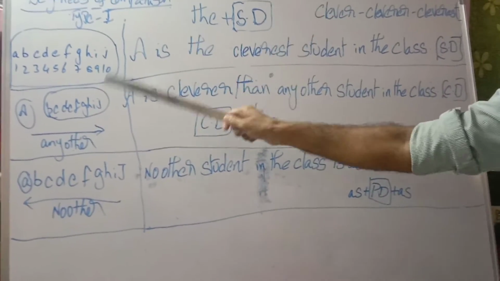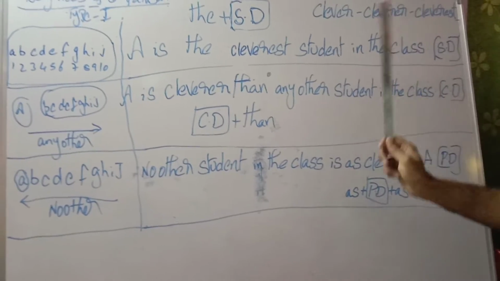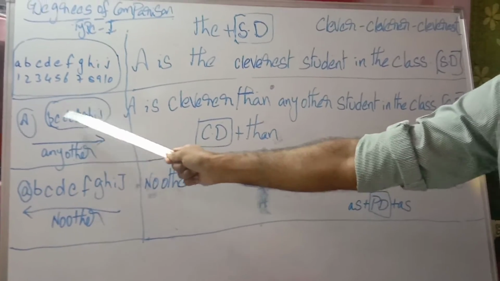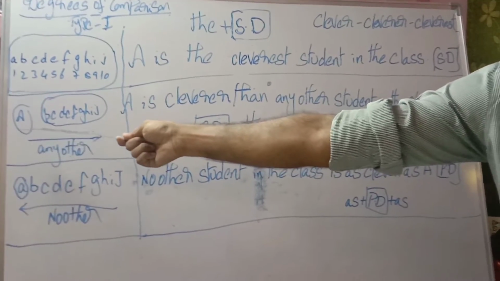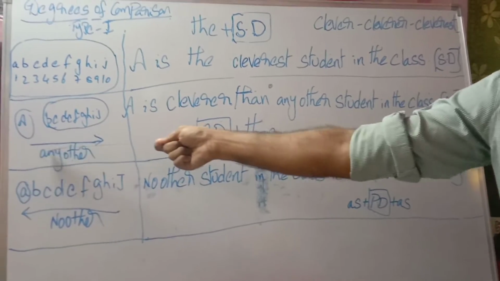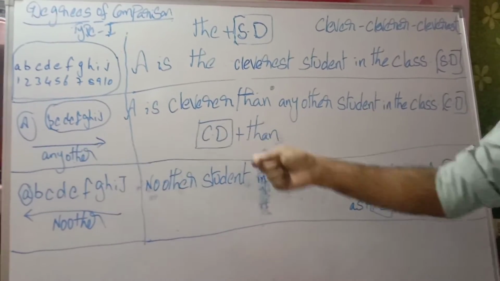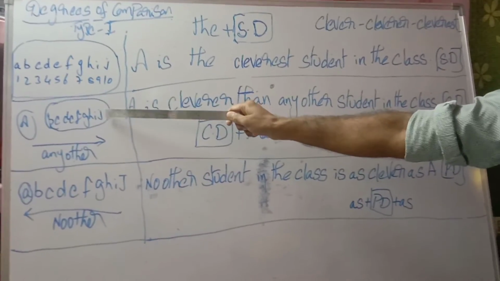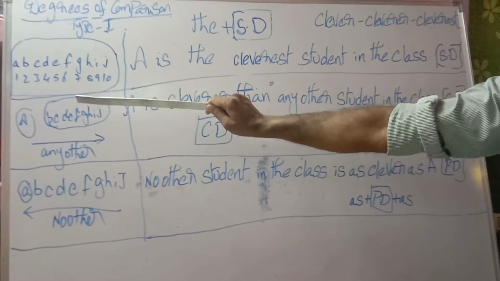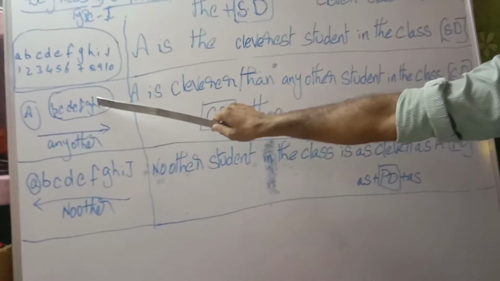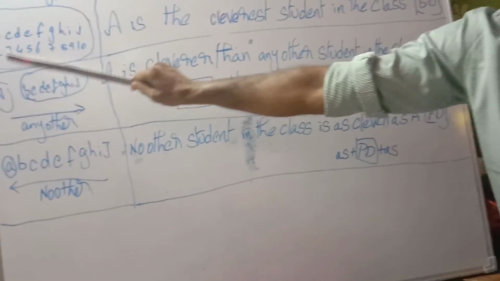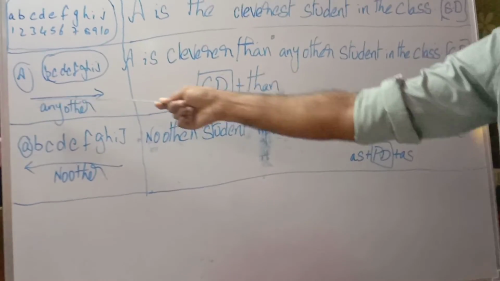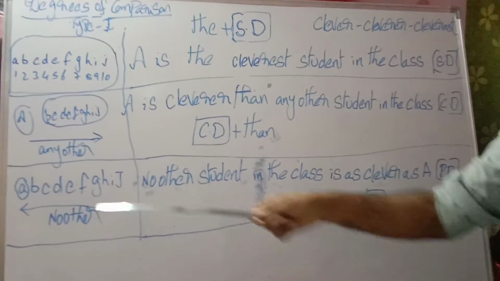So clever, cleverer, cleverest. Coming to comparison, we have to take cleverer. So now we are comparing A with this group, so the comparative degree comes from this side. We have to keep a name for this entire group: A, B, C, D, E, F, G, H, I, J are all one group. This is compared with this. Now we have to keep a name for this group.